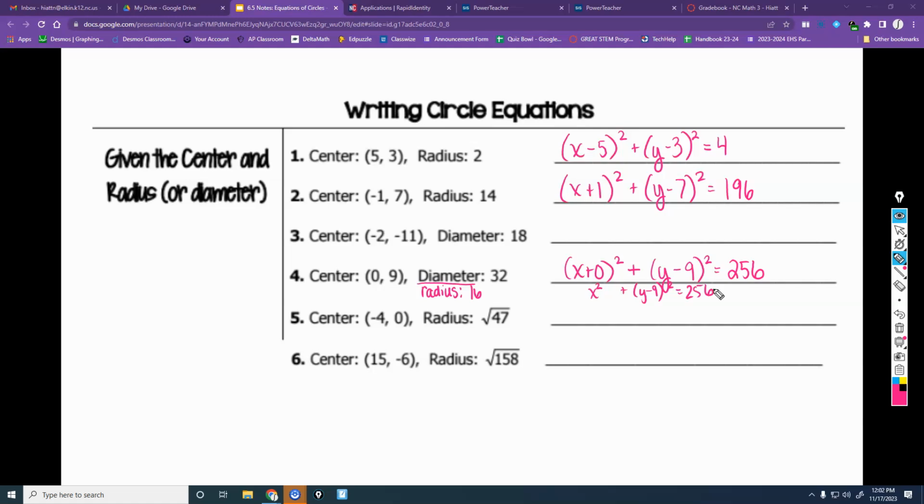All right, let's skip down and try number 6. This one's a little bit trickier because your radius is not a number, it's the square root of 158. So, Sawyer, what do you think our equation would look like for number 6?